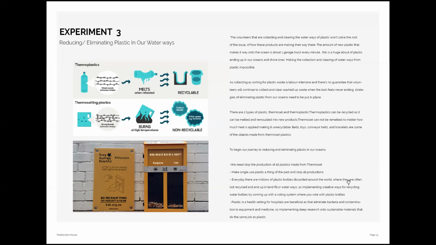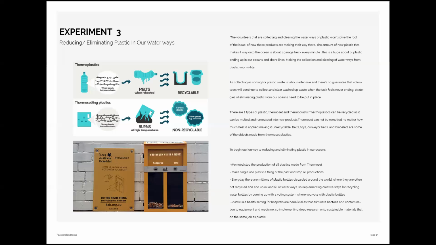To begin the journey of reducing and eliminating plastics in our ocean, some of the strategies should be that we stop the production of all plastics made from thermoset, because they can't continue the life cycle of that plastic. Next would be making single-use plastics a thing of the past and stopping all production. Every day there are millions of plastic bottles discarded around the world, where they're often not recycled and end up in landfill or waterways.